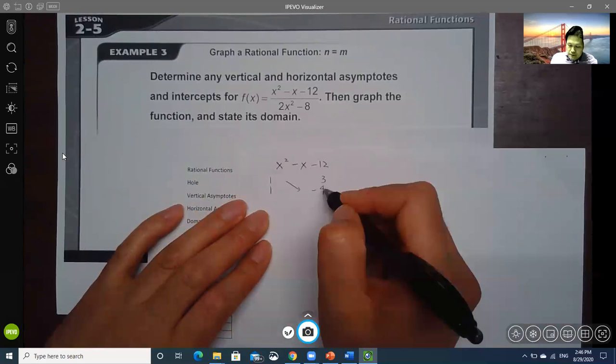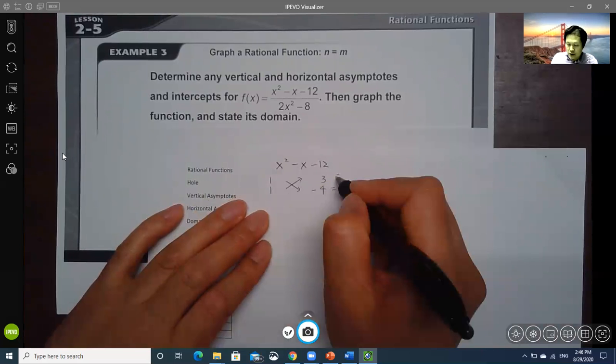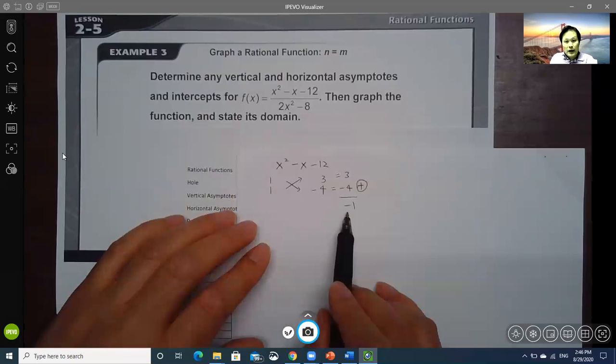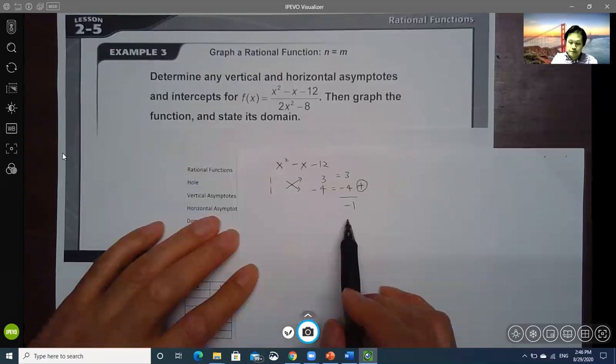Multiply. 1 times 3 makes a positive 3. Add them, you get -1. This number should match the coefficient of x. -1, they do match. We found a combination.